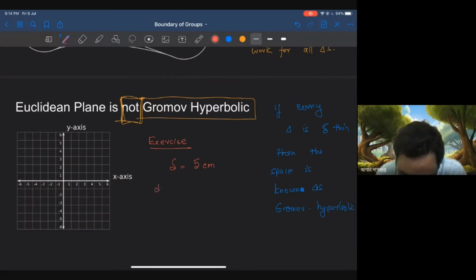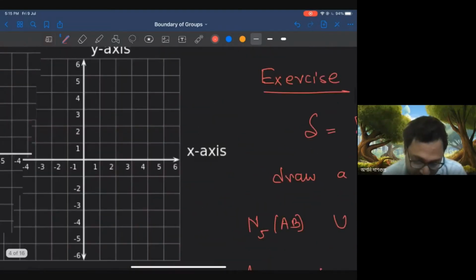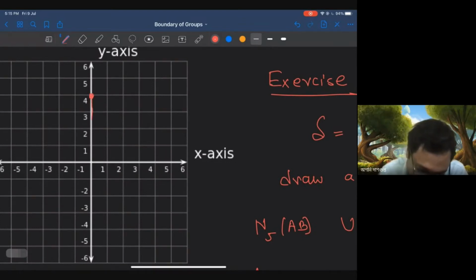Can you draw a triangle such that the union of the 5 neighborhood of two of the sides does not contain the third side? It's very simple. I'll give you a hint, sort of. You can just use a right triangle for your purpose. Make a large enough right triangle.